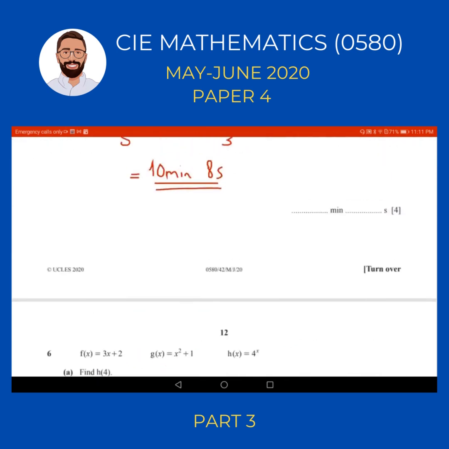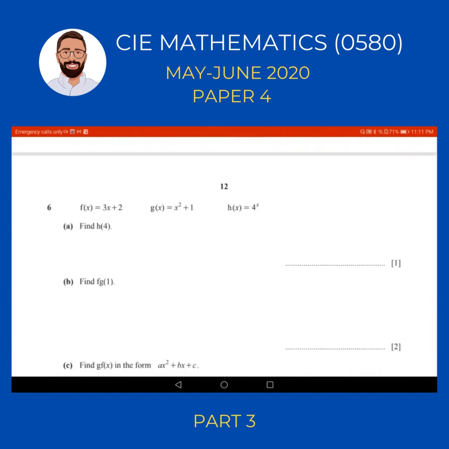Now, let's do question 6. So in part A, we need to find h of 4. So how to find h of 4? I need to substitute 4 into the function h of x. So h of 4 is equal to 4 to the power of 4, which is equal to 256.